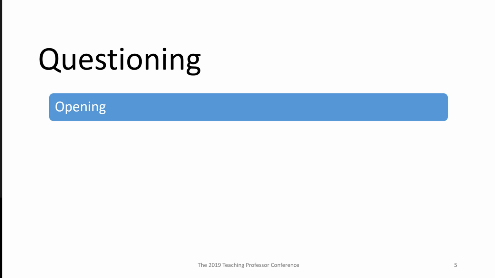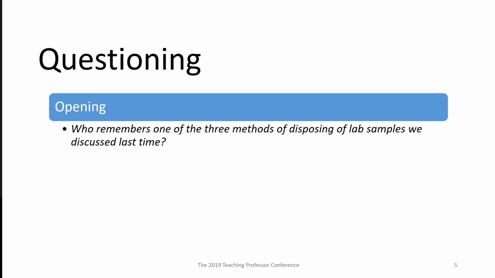And it can also be helpful to know immediately if your learners are receptive, neutral, or even a little hostile to what you're going to be teaching. An opening question is usually best to make that something that anyone can answer. So an example of that might be something like, who remembers one of the 3 methods of disposing of lab samples we discussed last time?